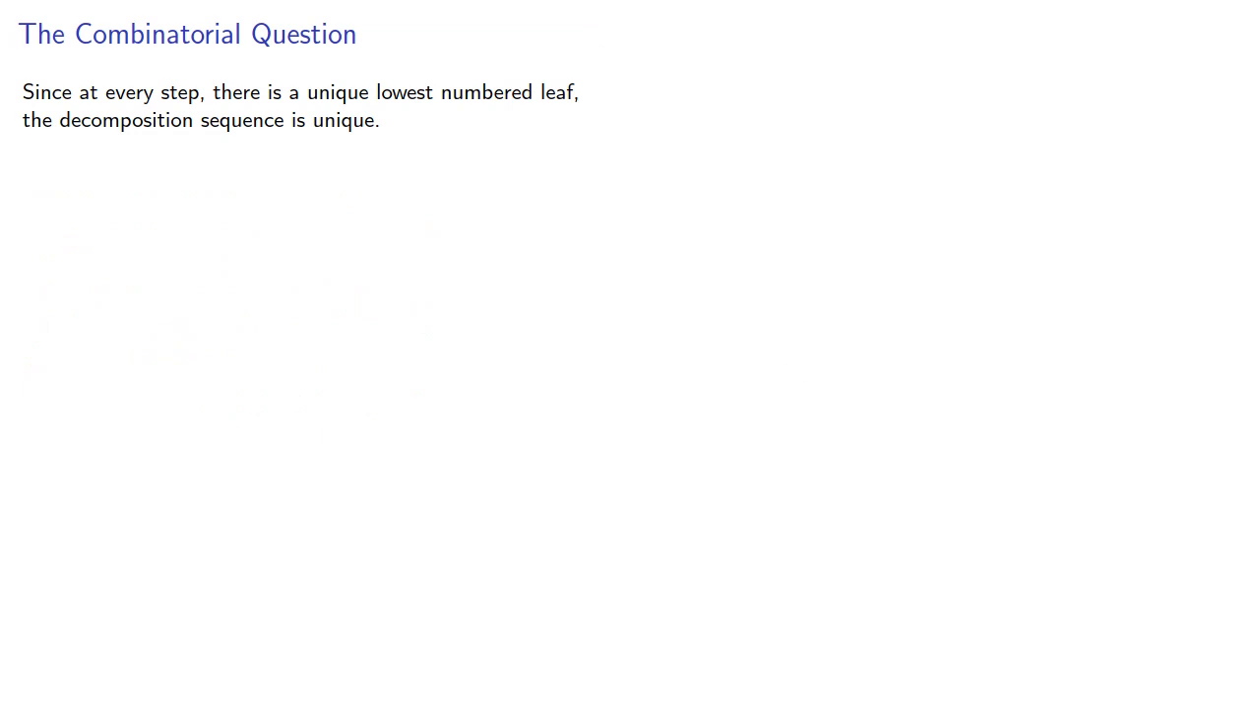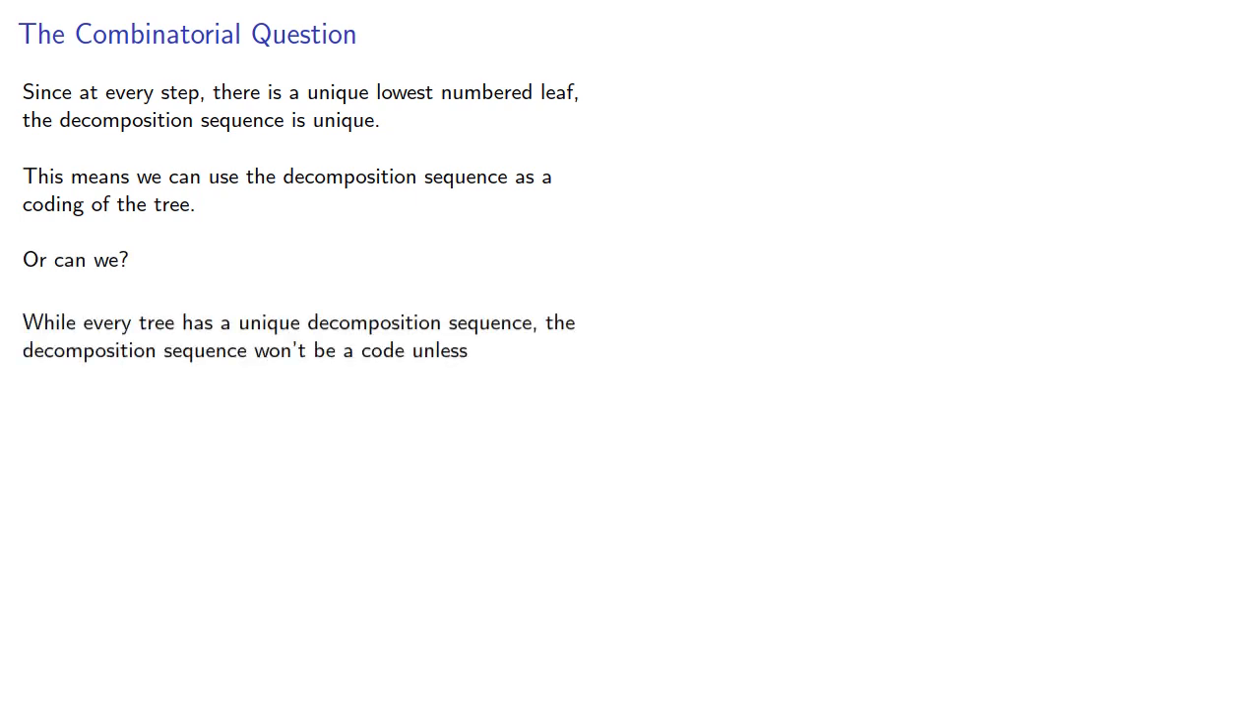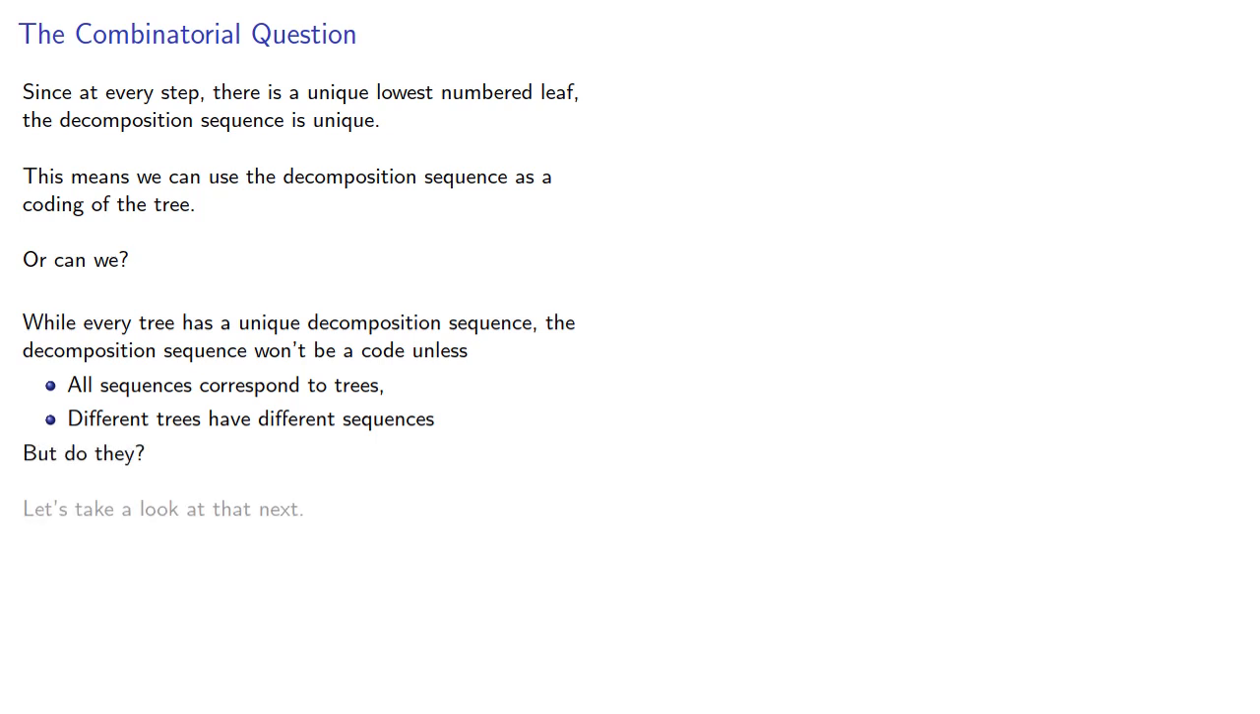Since at every step there is a unique lowest numbered leaf, the decomposition sequence is unique. This means we could use the decomposition sequence as a coding of the tree. Or can we? While every tree has a unique decomposition sequence, the decomposition sequence itself won't be a code unless all sequences correspond to trees and different trees have different sequences. But do they? We'll take a look at that next.